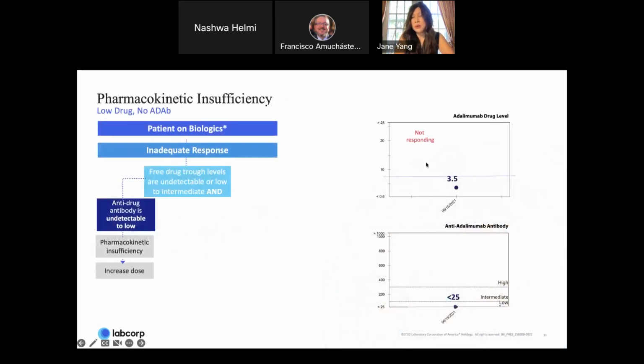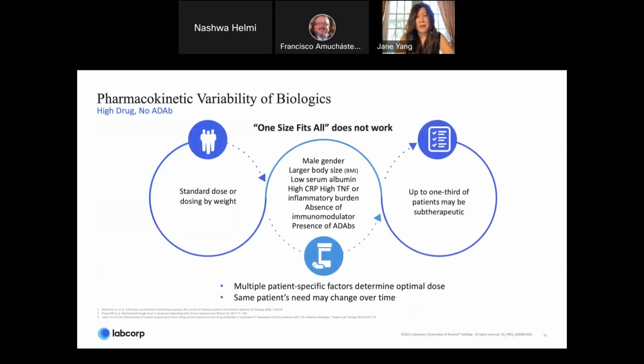Here the drug is low and there are no antidrug antibodies. This is a classic case of pharmacokinetic insufficiency. There's not enough drug on board for this particular patient, but why? Of course, we know that one size fits all doesn't really work. There are just too many reasons why a standard dose or a dose calculated based on a patient's weight alone does not reliably result in the desired clinical effect.